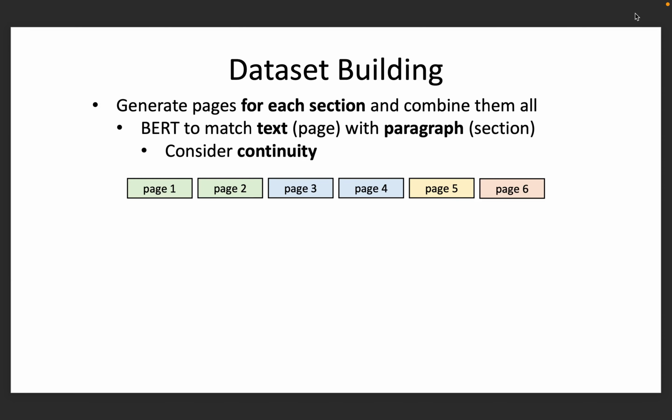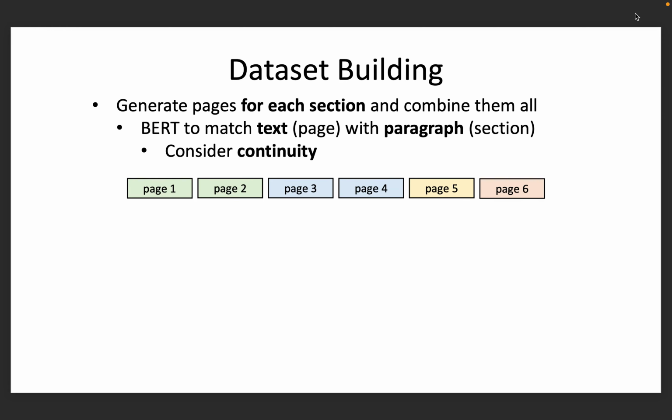Since we consider DOC2PPT as section-based, where we generate pages for each section and combine all of them as the final slide deck, we do the matching from text in a slide page with text in paragraphs from a section to decide that this page belongs to that section.